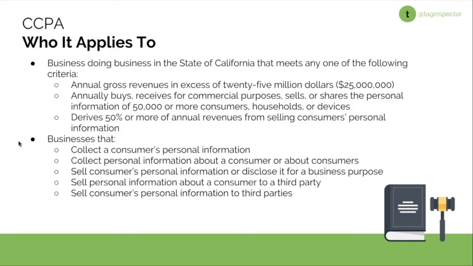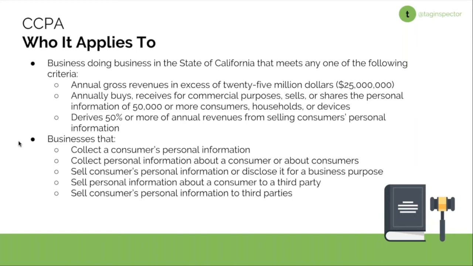So that's the first question. Who does this apply to? The CCPA applies to any business doing business in the state of California that meets any of the following criteria. One quick note on that: doing business in the state of California does not mean that you have to have a physical presence there. It does not mean that the processing of the data, or your servers, or anything are located in California. It simply means that you're doing business with a resident of the state of California, even if that resident is not within the state.